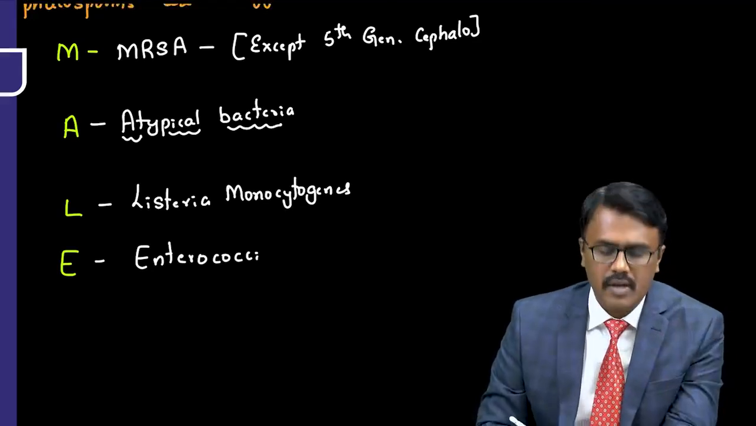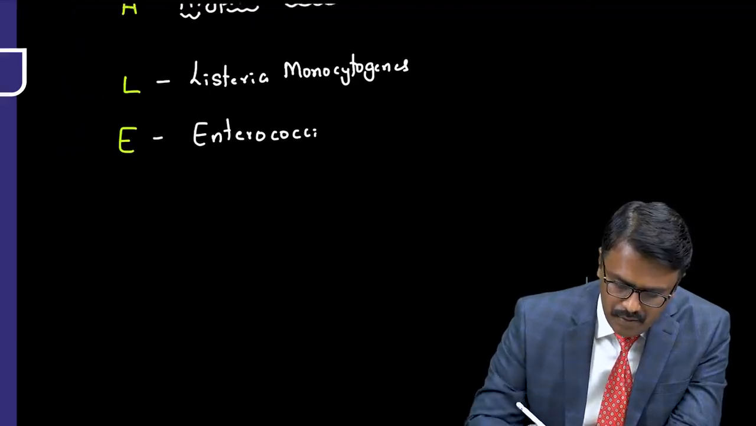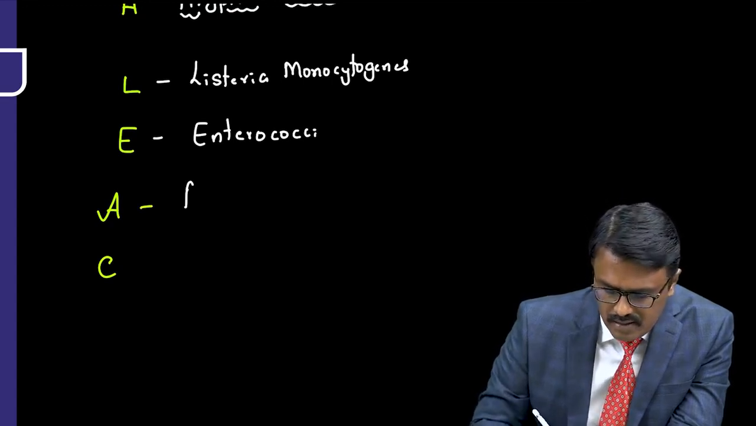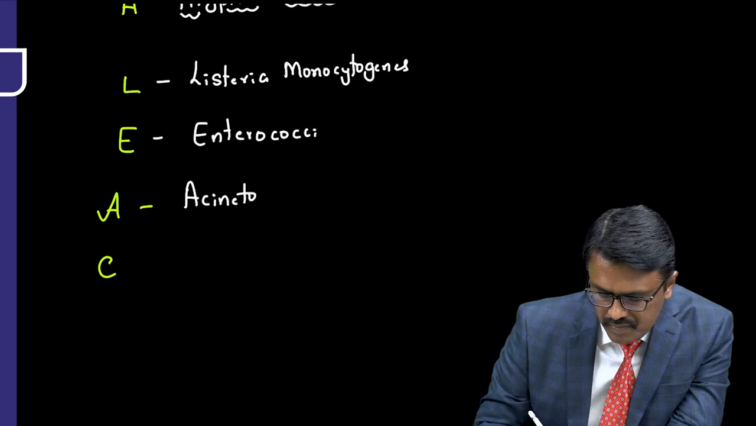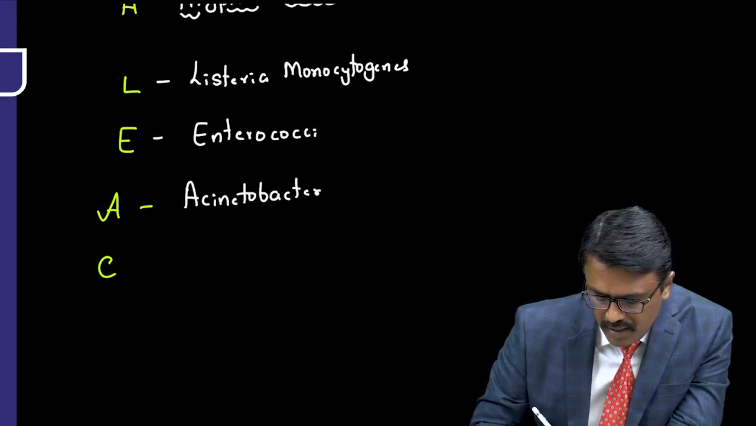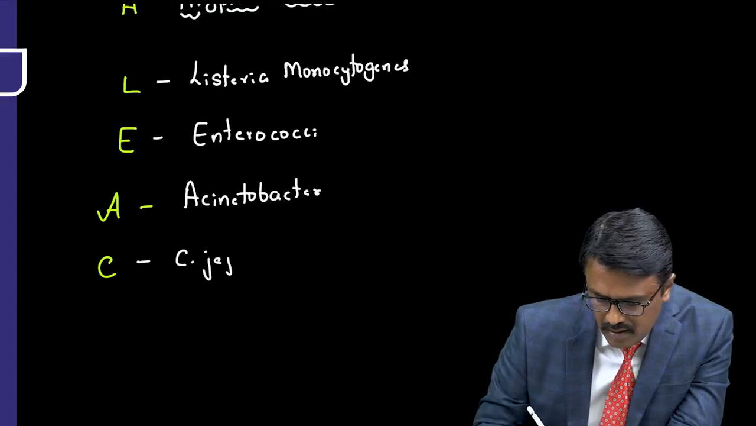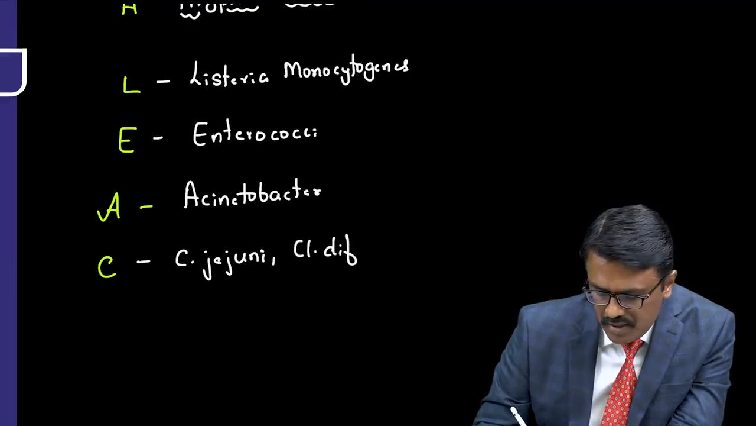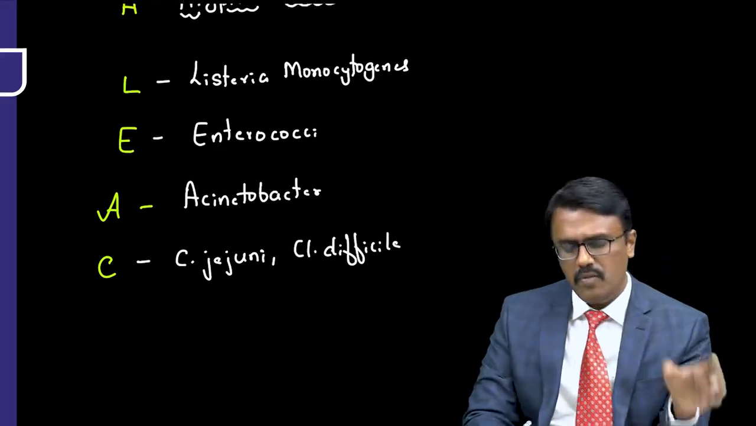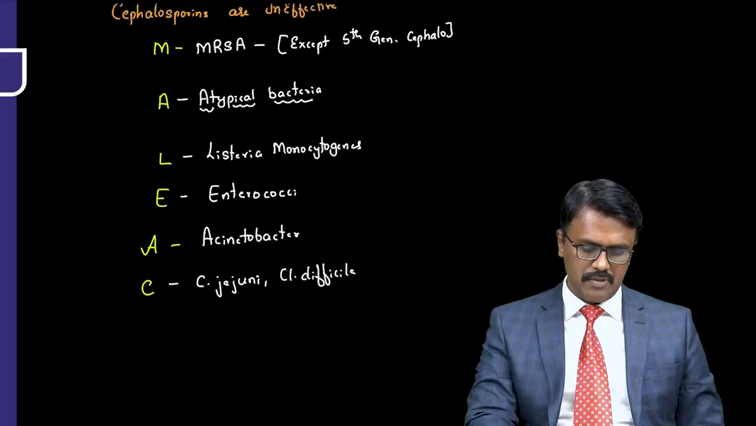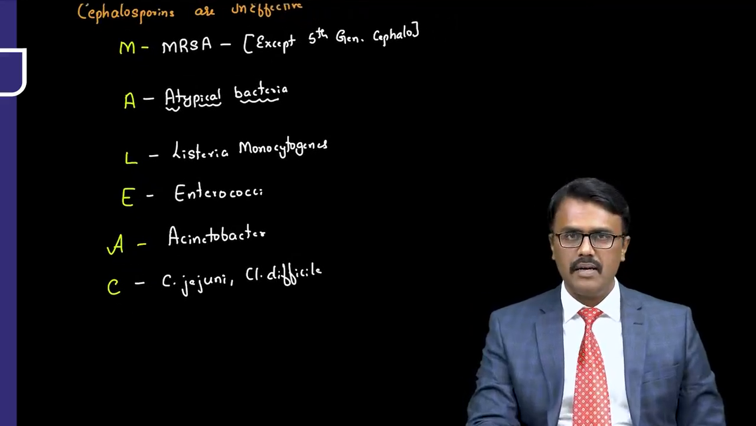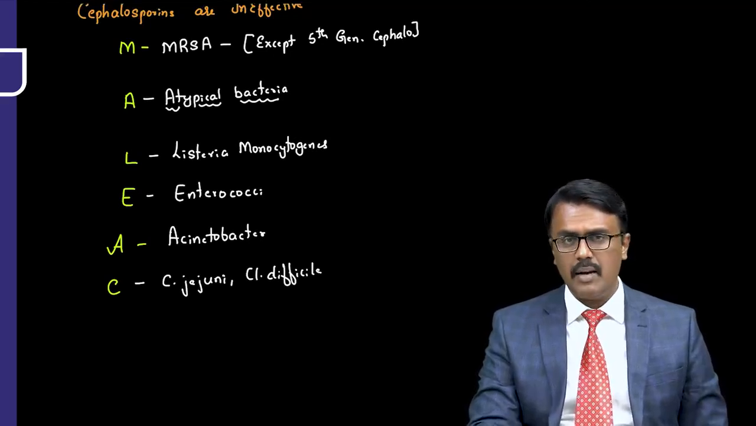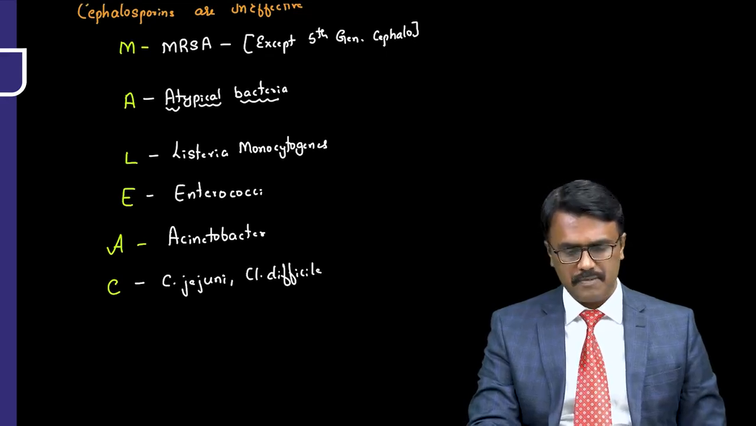So they don't work on enterococci. You remember them with the letters MACA, and the A is for Acinetobacter. So cephalosporins will not work on Acinetobacter, Campylobacter jejuni, and one more is Clostridium difficile. In these infections, we are not going to use cephalosporins. So: MRSA, atypical bacteria, Listeria monocytogenes, enterococci, Acinetobacter, Campylobacter jejuni, and Clostridium difficile.